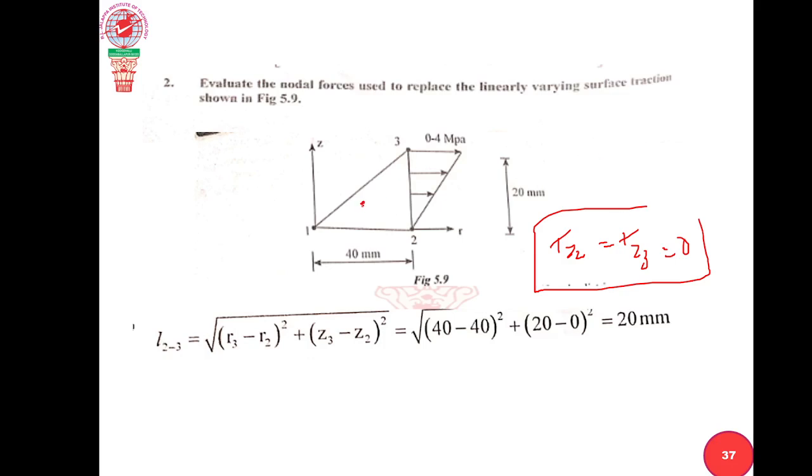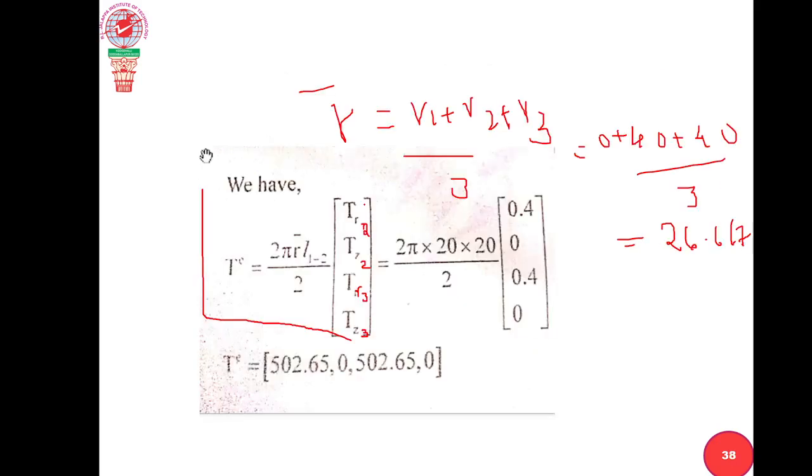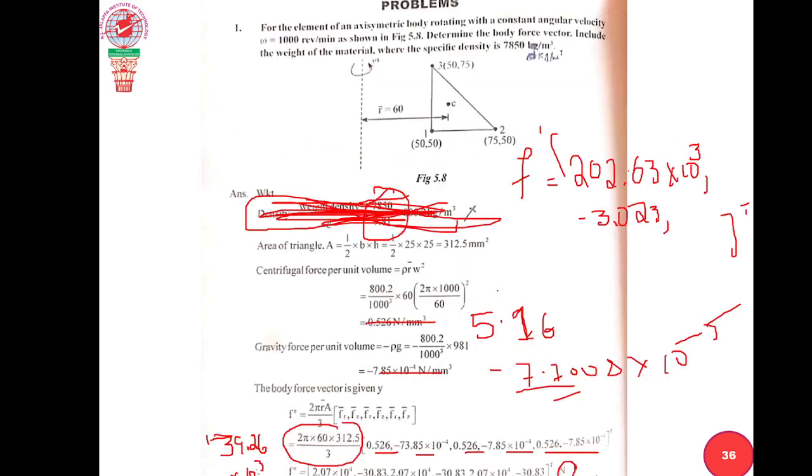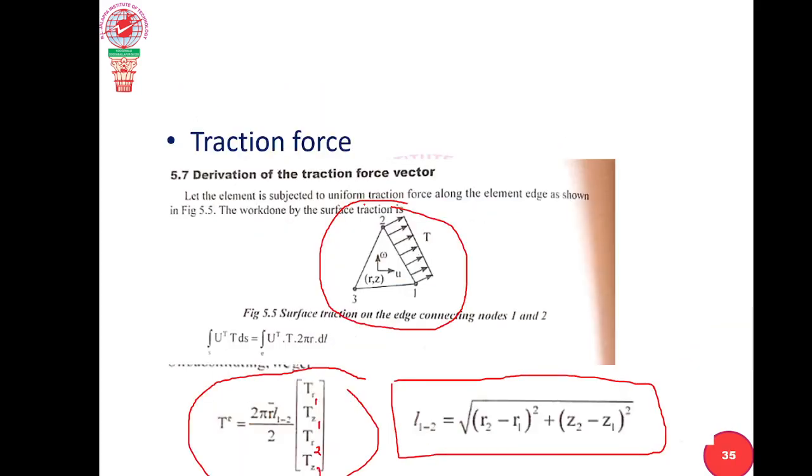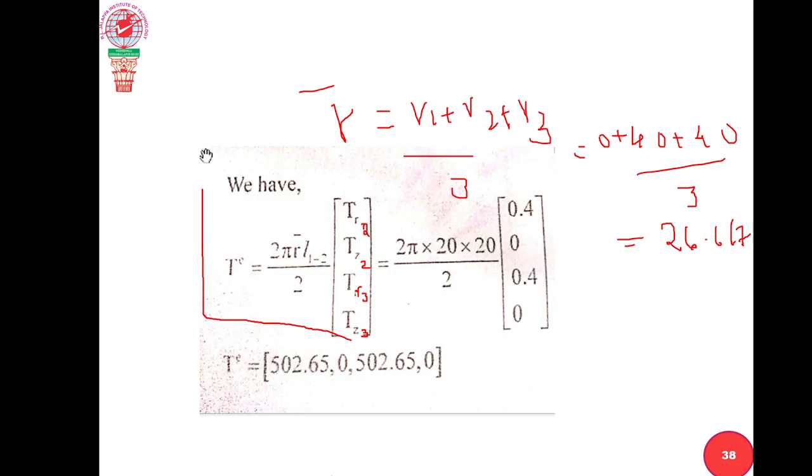One minute. They have taken the centroid. Divided by 3 or divided by 2? So divided by 3 is the formula, but since R1 is 0, you have to divide by 2. Therefore, then it will become how much? 40.